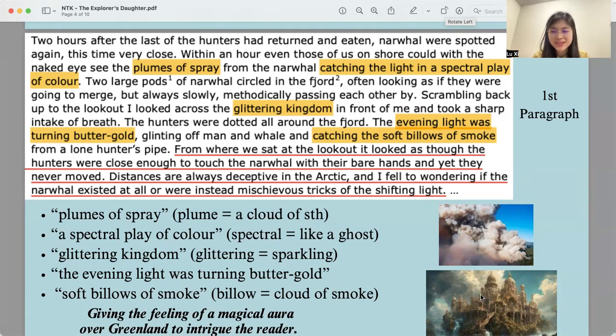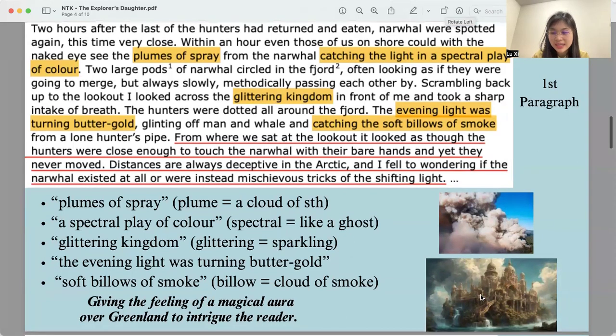A glittering kingdom, as you can imagine. Basically, I put a picture here as well. So it's like a kingdom that's glittering, that's shining out of nowhere. One thing I can probably imagine is like Harry Potter. It's something that does not even exist, okay, making the scene very creepy.